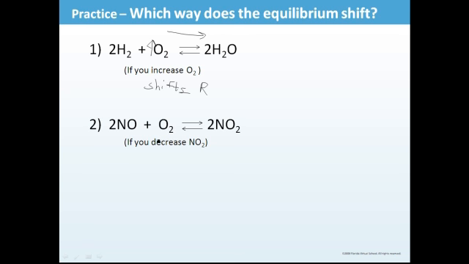For the second one, we have nitrogen monoxide and oxygen producing nitrogen dioxide. In this case, it's asking, what if you decrease the NO2? If I'm removing NO2, then I have to replace or refill it. So in this case, it's also going to shift to the right. Again, if you increase, it shifts away. If you decrease concentration, it shifts towards.